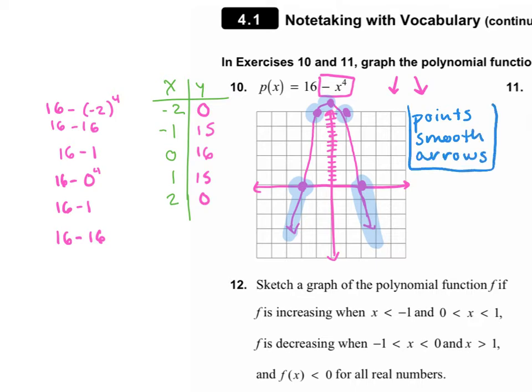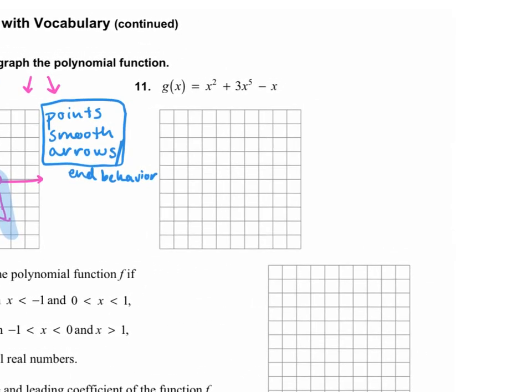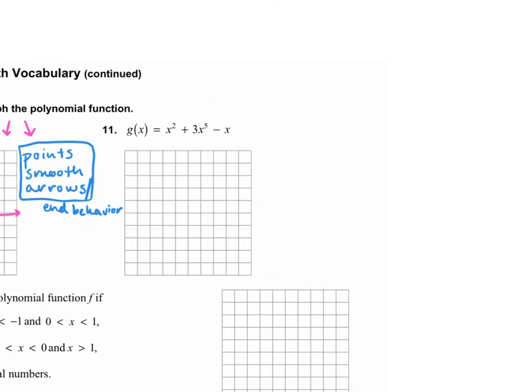So these are the 3 things you need to have for your graph. By arrows, I mean end behavior. All right, let's do 11. So here we're doing the same thing. We need to plug in our points. So we're just going to plug in the same points.